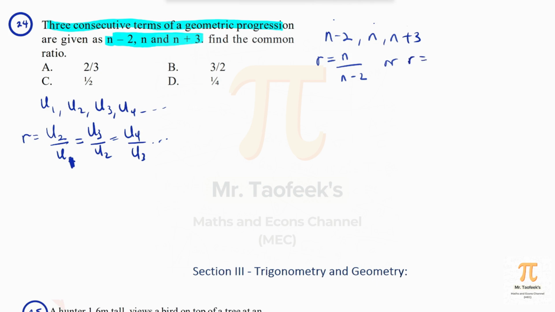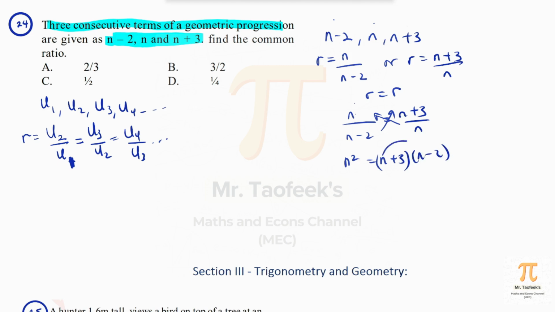Or I can do my common ratio is equal to n plus 3 divided by the previous term, which is n. In any case, both of them are equal because they both work out the common ratio. So n over n minus 2 can be equated to n plus 3 over n. So if I cross multiply, n times n, which is n squared, is equal to n plus 3 multiplying n minus 2. Expanding the double bracket, n times n, that is n squared. n times minus 2, that is minus 2n. 3 times n is plus 3n. 3 times minus 2, that's minus 6. So n squared is equal to n squared minus 2n plus 3n minus 6. n squared can cancel n squared on both sides.